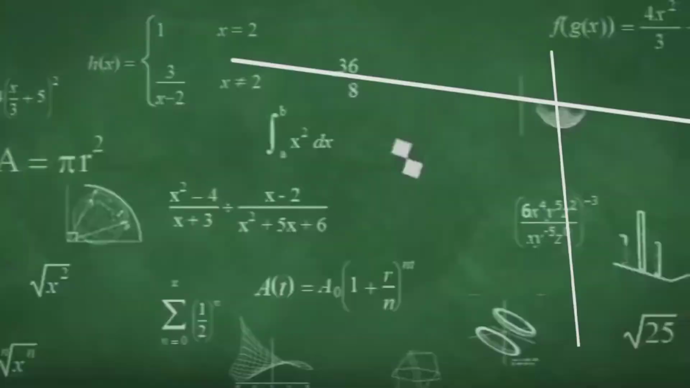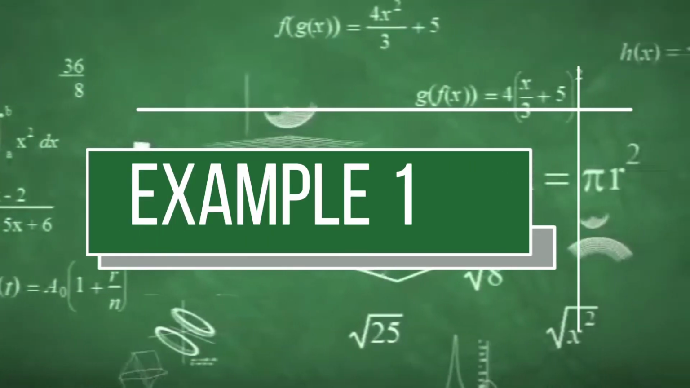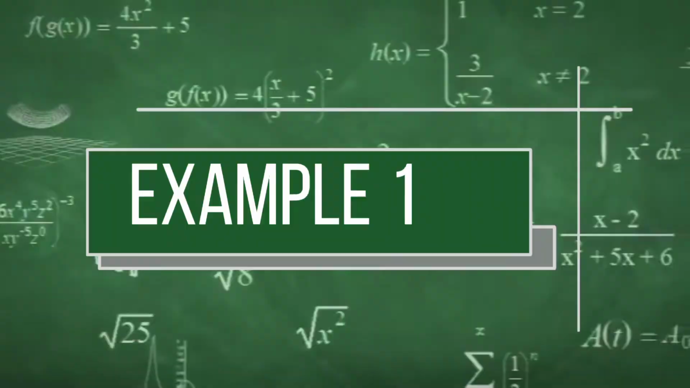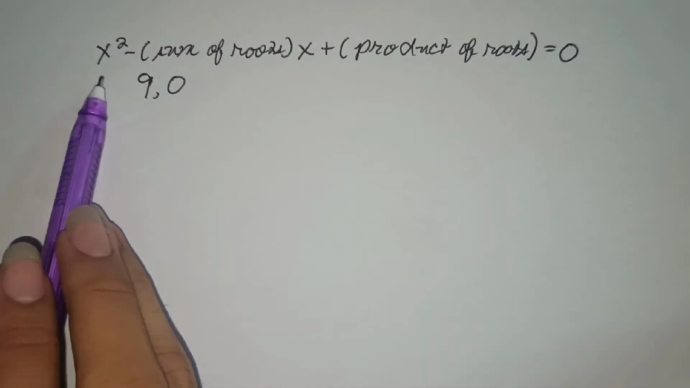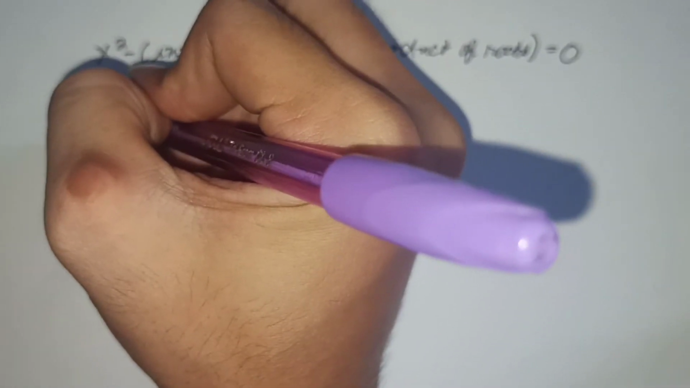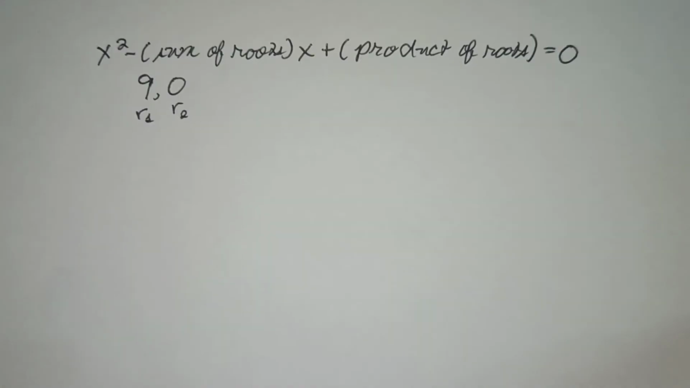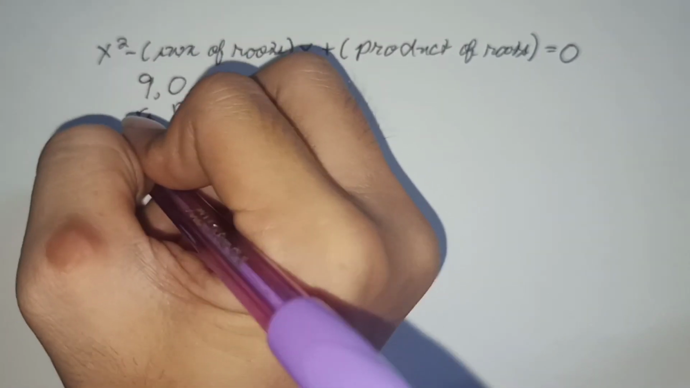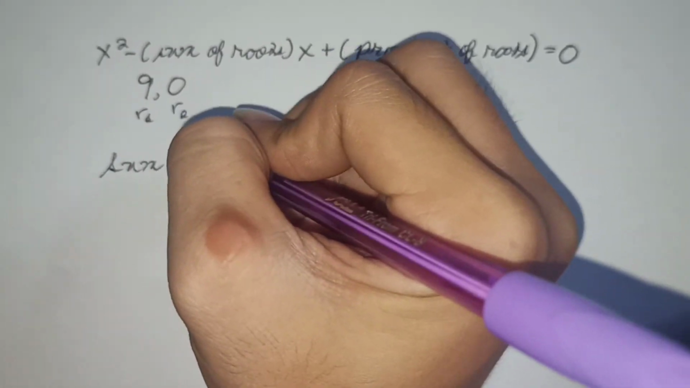The relationship between the roots is useful in writing the quadratic equation whose roots are given. Example: here we have the pattern in writing quadratic equations. x squared minus sum of roots times x plus product of roots equals 0. So we have 9 and 0, so 9 is r sub 1 and 0 is r sub 2. Now let's get the sum and the product of the given roots.